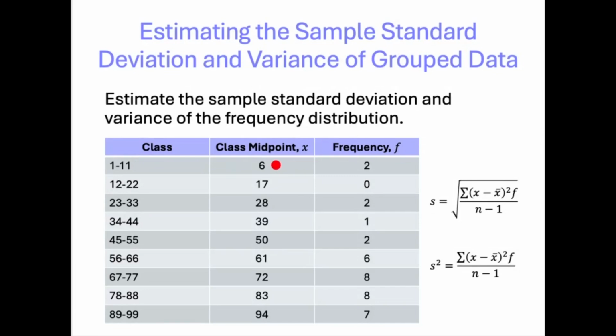And then the midpoint, as a review, you just add the lower class limit plus the upper class limit, 1 plus 11. That's 12. Divided by 2 gives us 6. If you need to see the last video as a reminder of that, please do so. In fact, I can pull it up real quick.